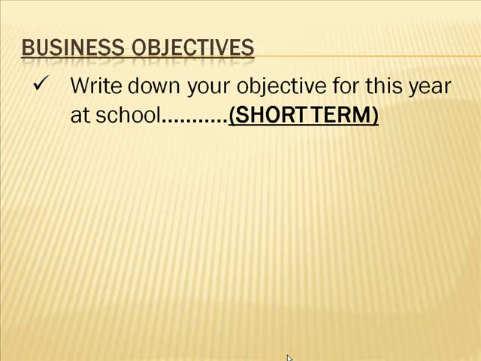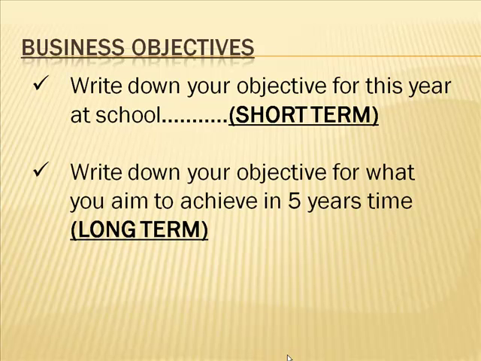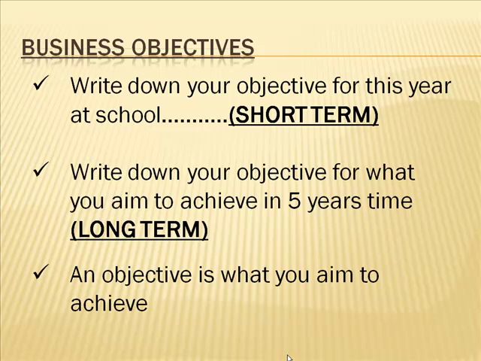So before we start getting into the main part of the lesson, I just want you to think about what is your short-term objective for this school. So what do you want to achieve by the end of this year at school? And secondly, what's your long-term objective? So what's your objective that you want to achieve in the next 5 years' time? An objective is something that you want to achieve, or more simply, your goal.